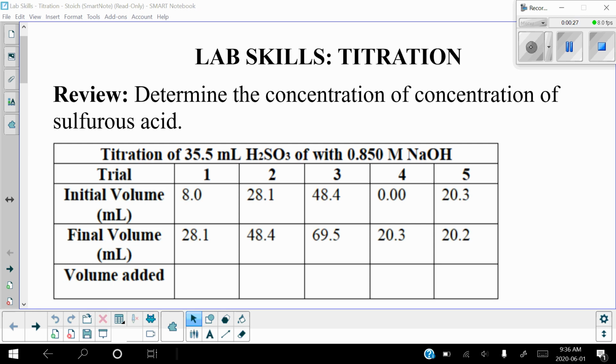So here we have a lab data table from a titration. Today you're going to learn how this data table is created in a lab. But let's go ahead and read this. So review, determine the concentration of sulfurous acid with this titration. So they did a titration of 35.5 milliliters of sulfurous acid with 0.85 mole per liter NaOH.